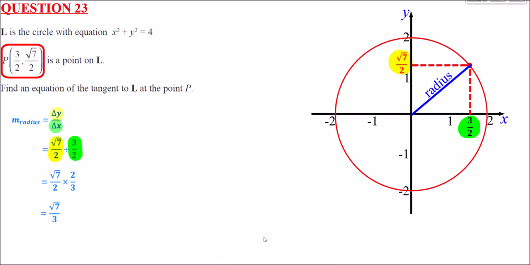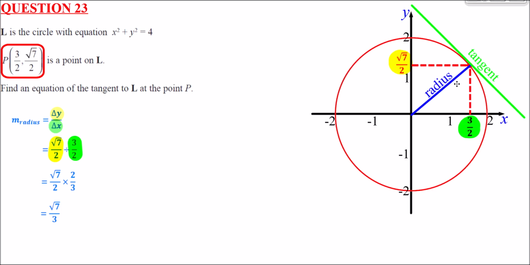So what we need to do now is be thinking of this tangent. It's crucial at this stage to remember how the radius meets the tangent, in other words, what angle they meet at. The radius and the tangent will always meet at a perpendicular angle. They always meet at 90 degrees.